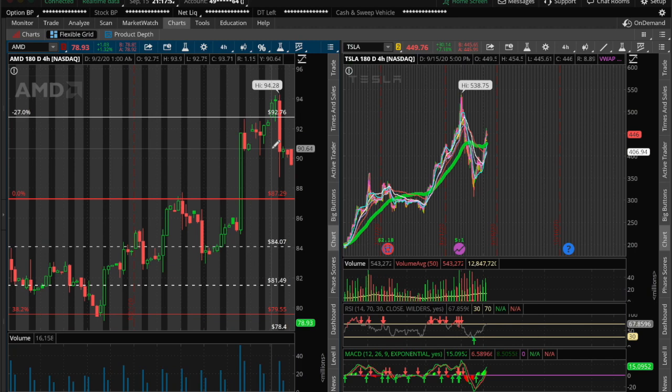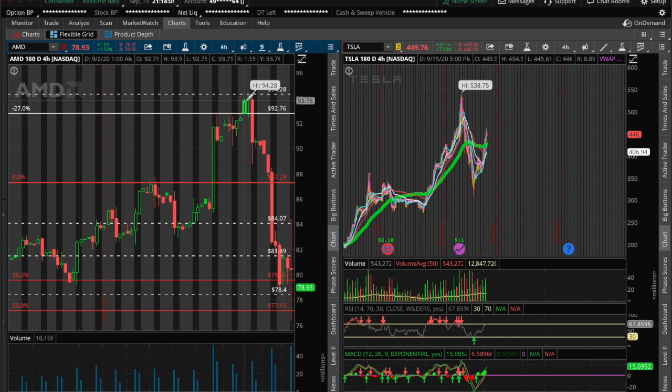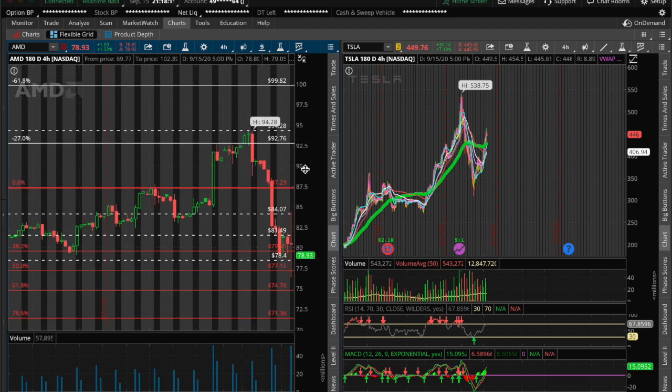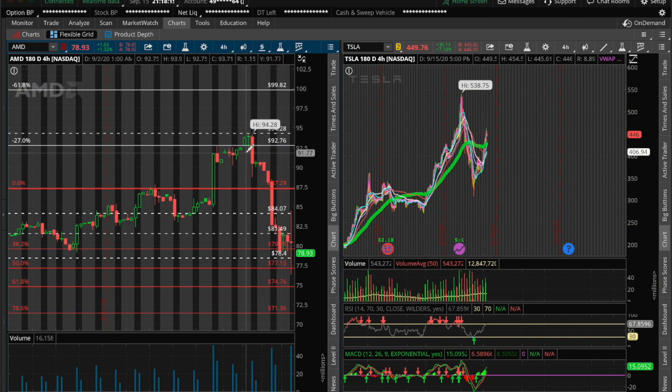And look where it exactly went to. It went exactly to here the first day before dropping back down. Second day, it went through here. So we're gonna make this a resistance. So this was the highs that AMD has been since. So we have our next target at 99.82, so basically 100. So we're going to be waiting for it to cross this 92.76 for that.